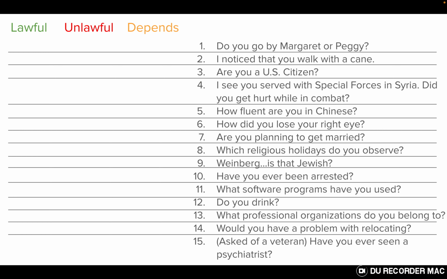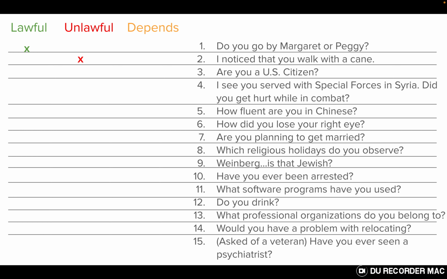So there are some exceptions, and I have some examples here. All of these questions are either going to be in the category of lawful, unlawful, or it depends. So number 1, do you go by Margaret or Peggy? That's lawful. You're just asking about their name. Number 2, I noticed that you walk with a cane.